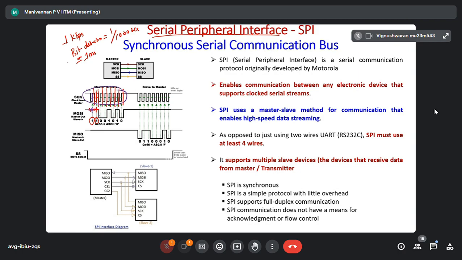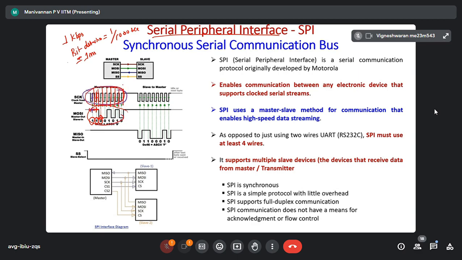Like that, for each data, this is the third bit. The third bit, the data becomes 0. You can see that the dotted line shows that at that time, whatever data is there on the MOSI, that will be read as data. So that's why it is called synchronous. This is a fail-proof communication, right? So what is the disadvantage? Apart from the data, you need to supply the clock also, right?